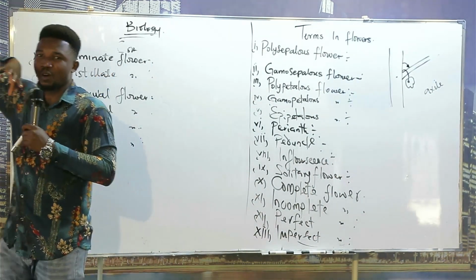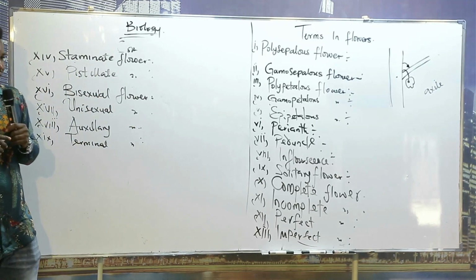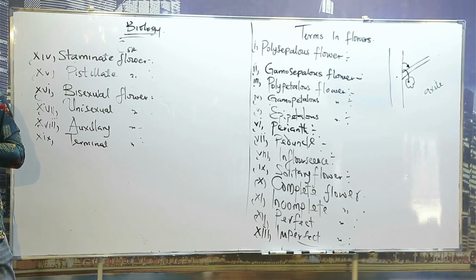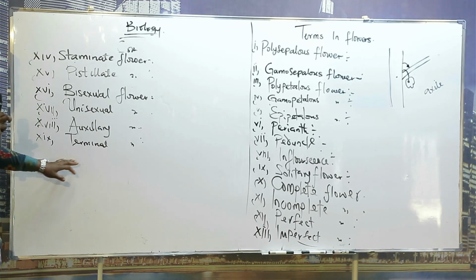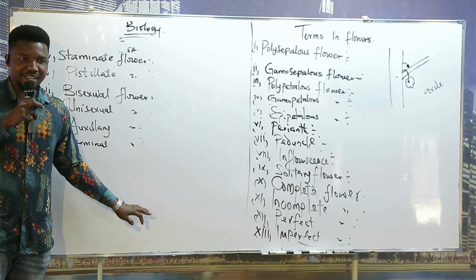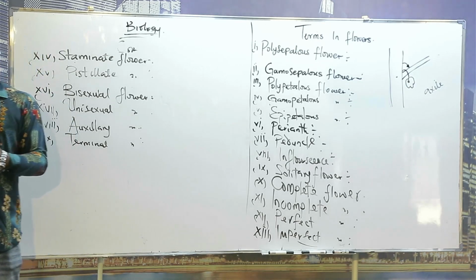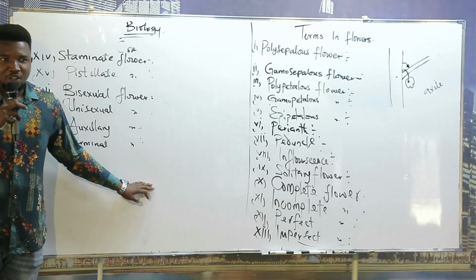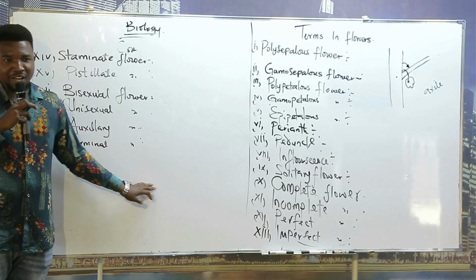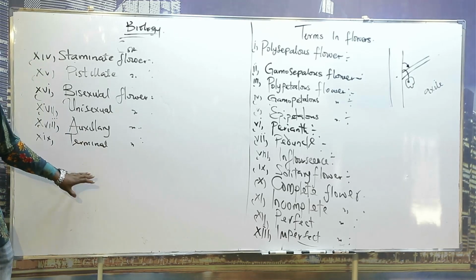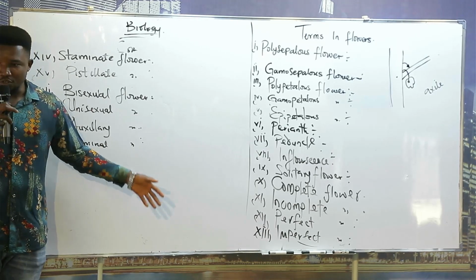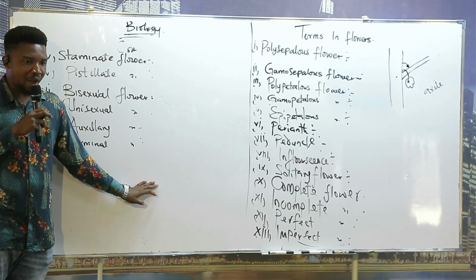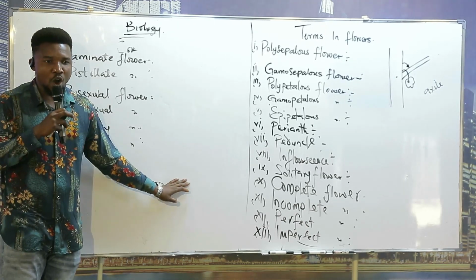Now we enter terminal. Now we have been discussing solitary. Solitary flower is a single flower at the tip of a tree branch. But when we come to terminal, terminal almost means the same thing. So we can say that solitary flower is also called terminal flower. You understand? All solitary flowers are known as terminal flowers. But not all terminal flowers are called solitary flowers.